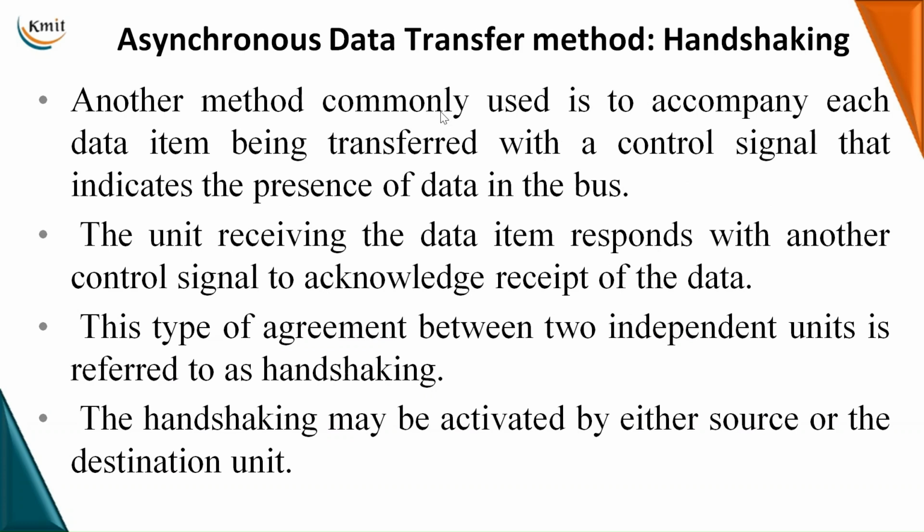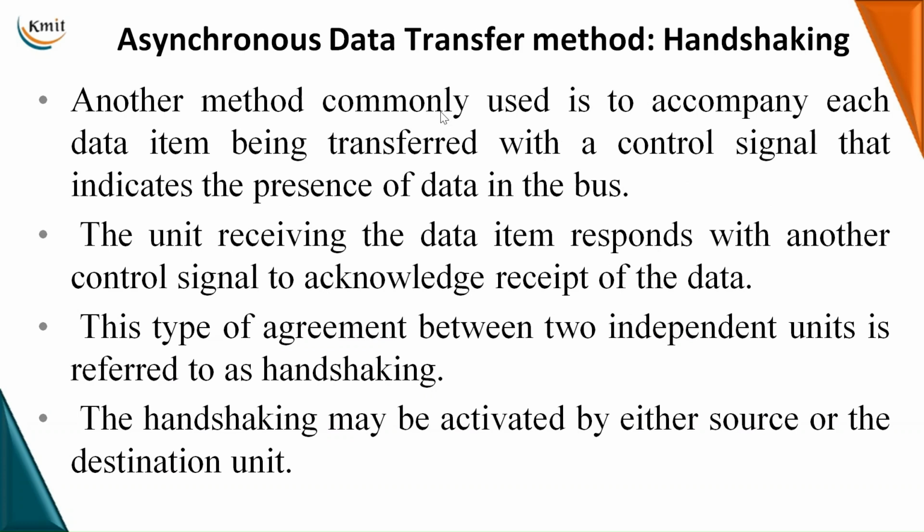The handshaking method is one of the most commonly used methods. In this method, along with each data item, a control signal is accompanied, and that indicates the presence of data in the bus. The unit which is receiving the data item responds with another control signal which acts as an acknowledgement of data. So whenever a sender sends data, the receiver will send one more control signal, and this control signal will act as an acknowledgement for the sender that it has received this particular data. So there is an agreement between the two independent units. We call this method the handshaking method.